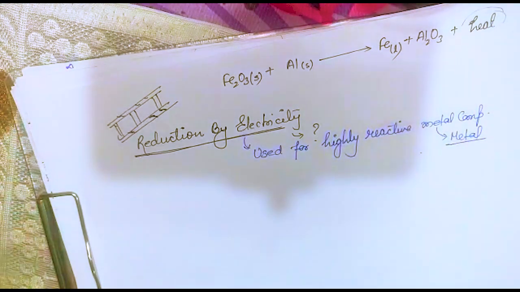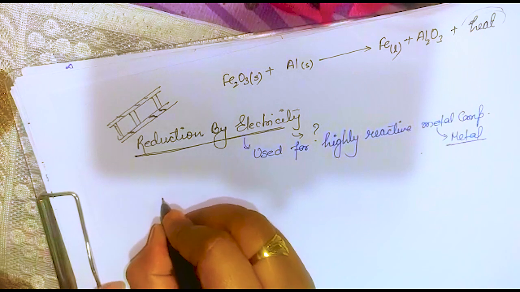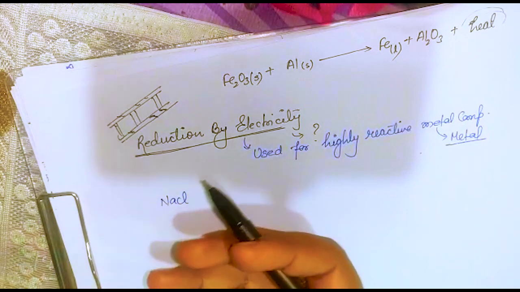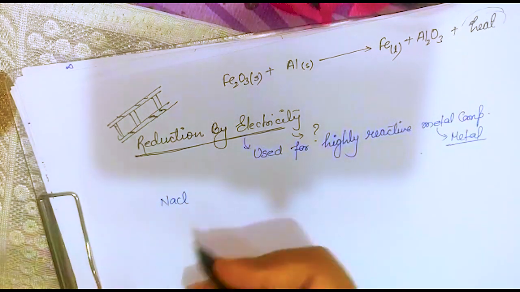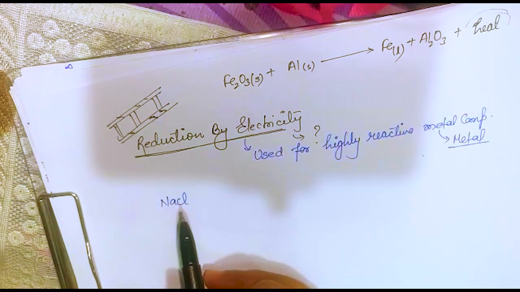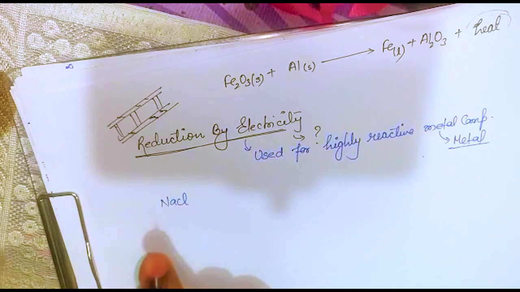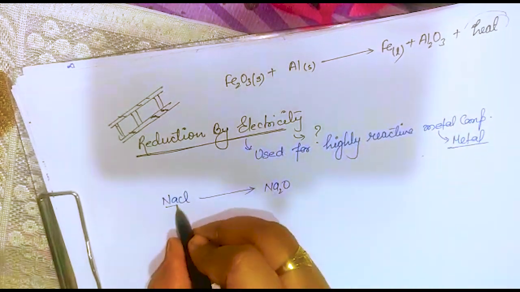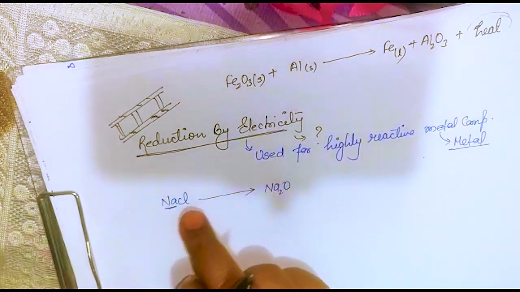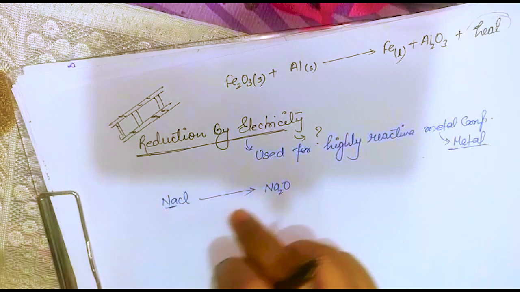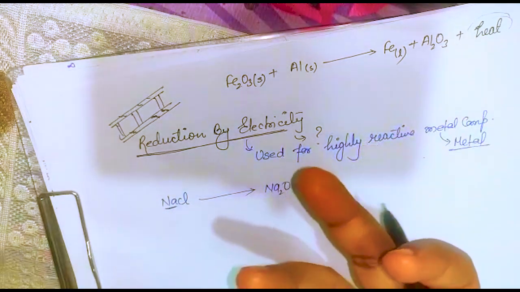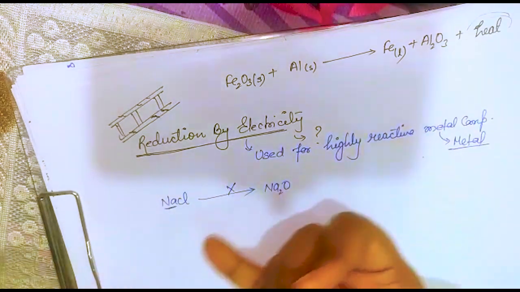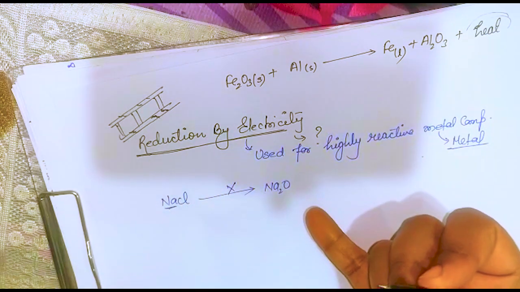Suppose the metal compound is NaCl, and we know that sodium is very highly reactive. So there is no need to convert this into sodium oxide. Why? Since it is highly reactive, this reaction won't be easily possible because it is a very vigorous, exothermic reaction and it can explode. So this is not possible by simply converting it into oxide.